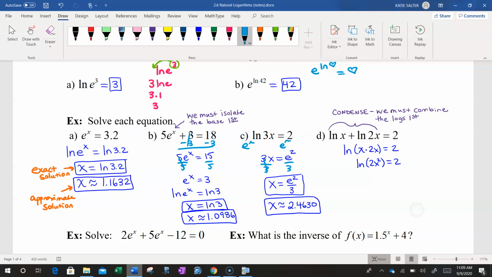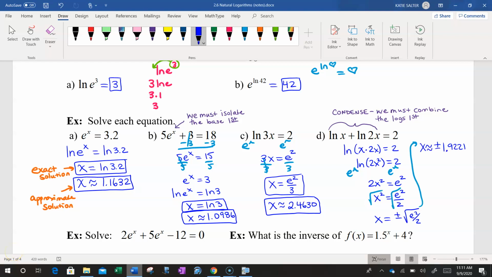Now we're going to e it up on each side because we have to base it up to solve this. On the left-hand side here, that e to the natural log cancels each other out, so we're left with 2x squared equals e to the second power. We would then divide each side by 2, so that's going to give us x squared is equal to e squared divided by 2. And then last but not least, we would take the square root of each side. Now remember, anytime we're using the square root property, we should always put plus or minus. So that is plus or minus the square root of e squared divided by 2.